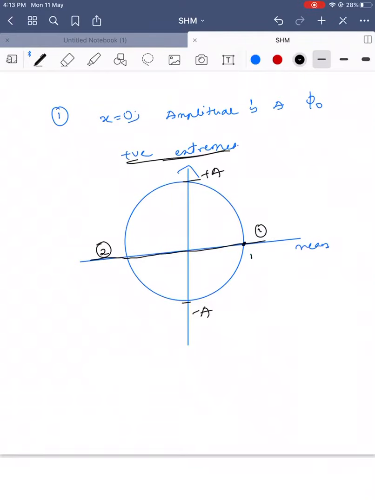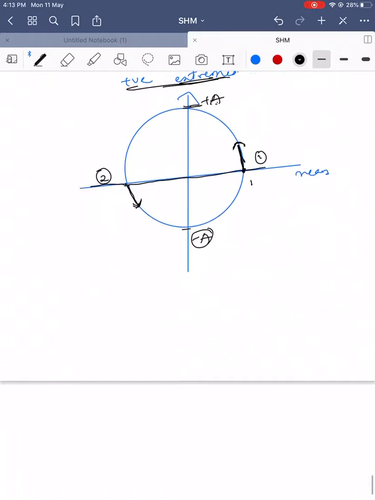Of the 2 positions, it should go in the anti-clockwise direction. If it continues to move anti-clockwise from the second position, it reaches the negative extreme, but we are asked for the positive extreme. So from position 1, going anti-clockwise, it reaches the positive extreme.